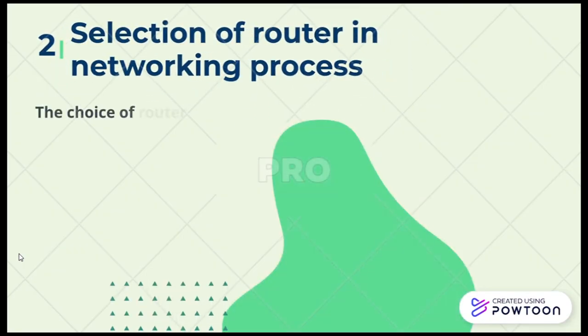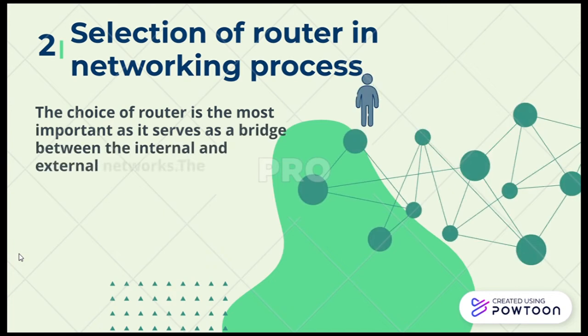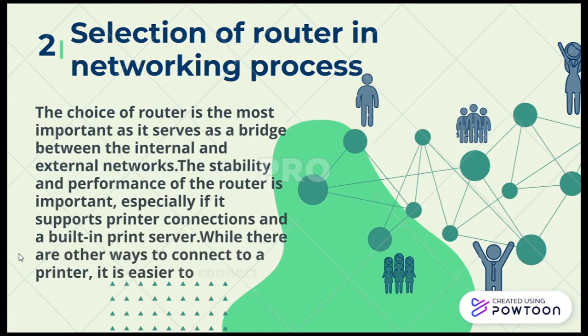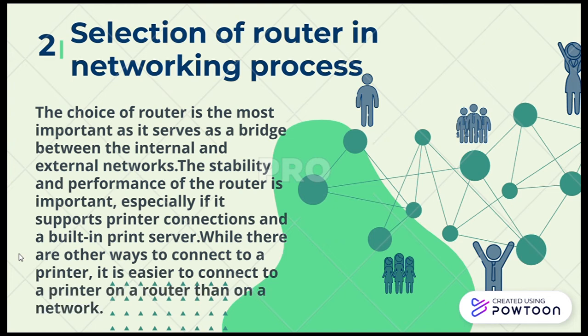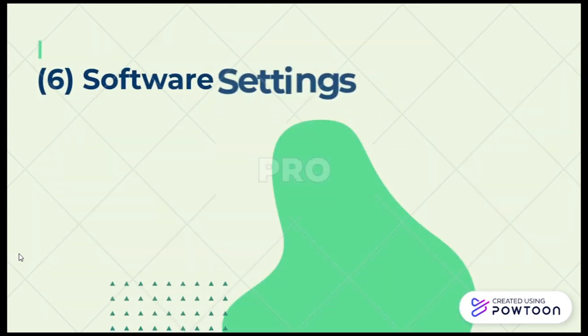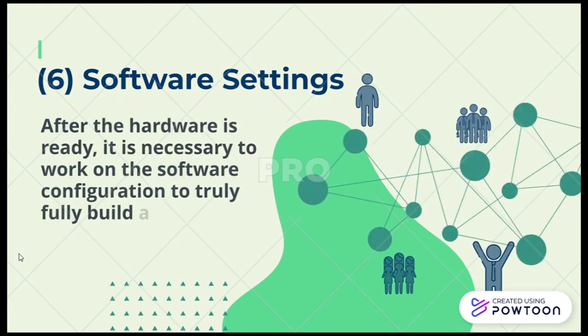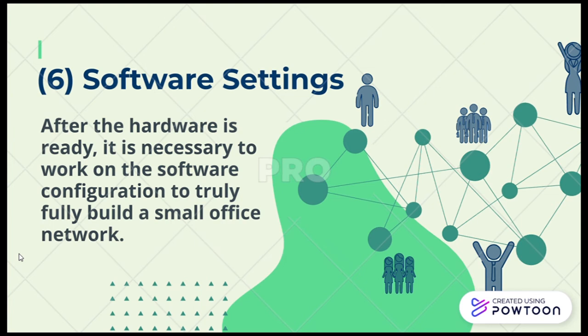Next, selection of the router in the network process. The choice of router is the most important as it serves as a bridge between the internal and external network. The stability and performance of the router are important, especially if it supports printer connection and a built-in printer server. Sixth, software setting. After the hardware is ready, it is necessary to work on the software configuration to truly build a small office network.